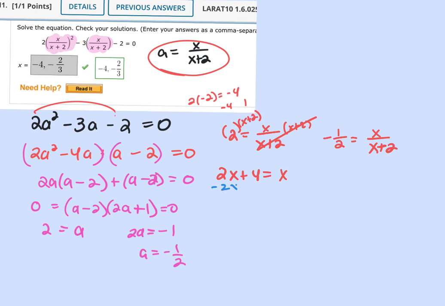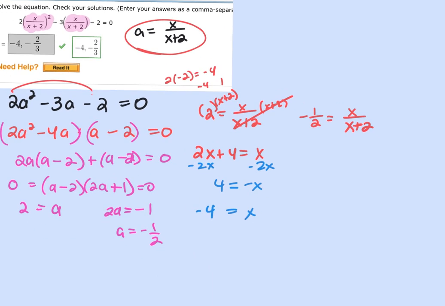So then subtract the 2x. 4 equals negative x. X would equal negative 4. And on the right, you can cross multiply. Negative 1 times x plus 2.